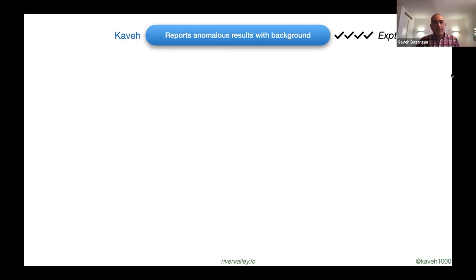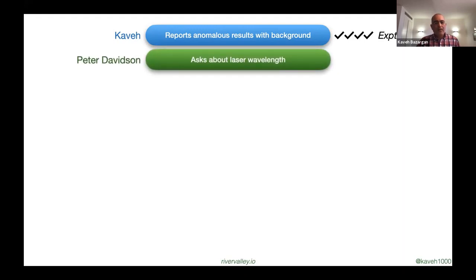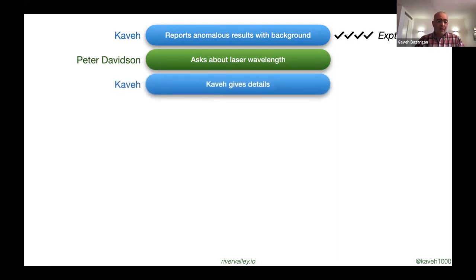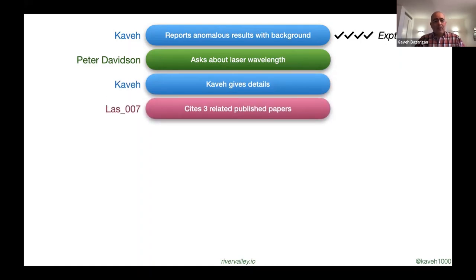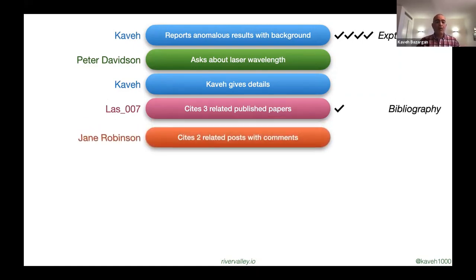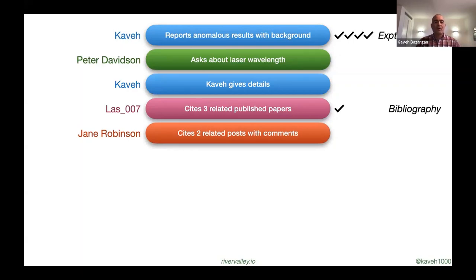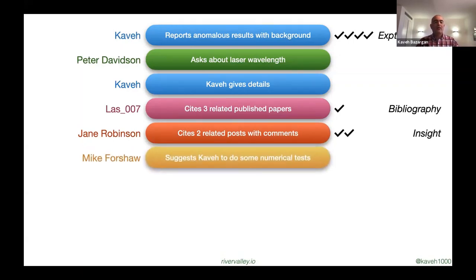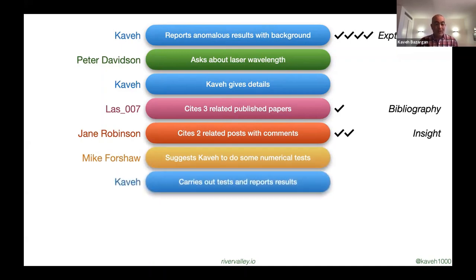I might get upvotes for experimental technique. Someone else comes in, this person, Peter Davidson, says, what laser wavelength did you use? I give the details. Someone, Laz007, comes up with three related published papers. Some people vote them for bibliography, and it goes on. Jane Robinson says, look, I found these two comments, insight. Then Mike Forshaw comes along and says, Kaveh, you could do some new numerical tests. I decide to carry them out. And someone says, oh, good data gathering.